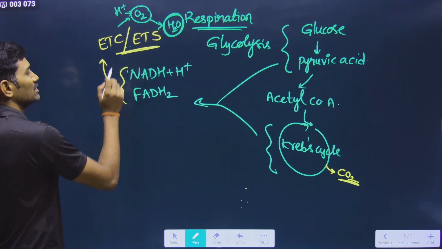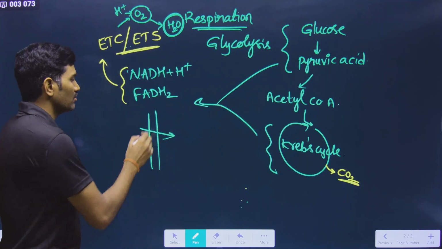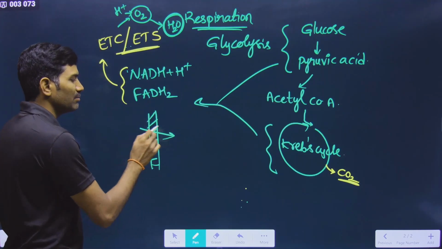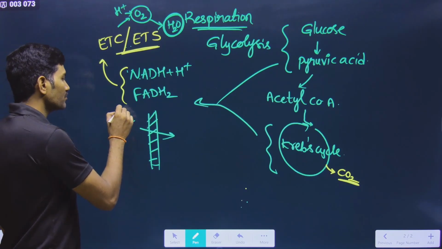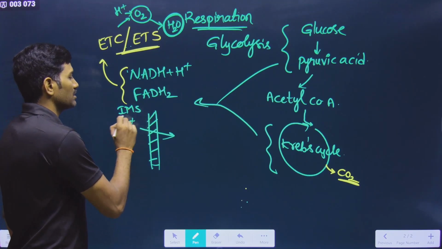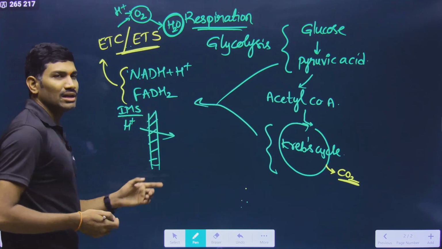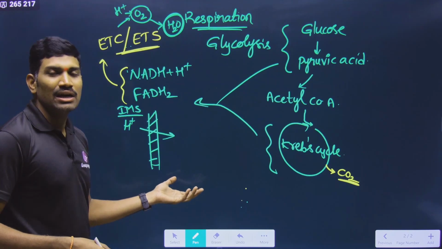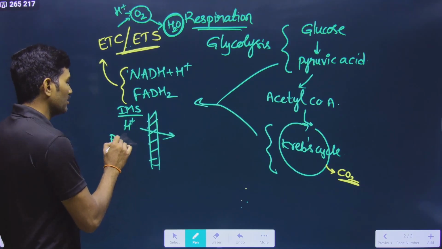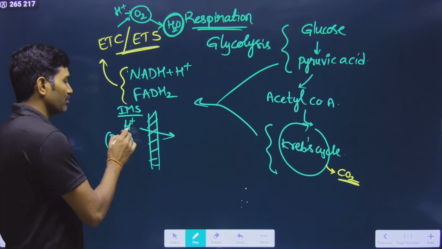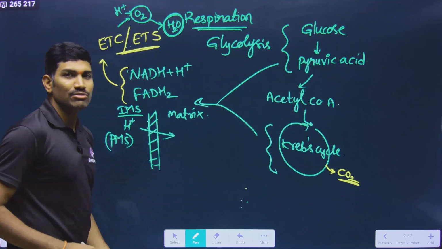During the electron transport chain, what happens? Across the inner membrane, H plus ions are passing. Yes or no? Suppose this is the inner membrane. Across the inner membrane, these H plus ions are passing. From where to where? From the intermitochondrial space between the two membranes of the mitochondria. So there is a space, called the intermembranal space or perimitochondrial space, anything you can say. From there, H plus ions are entering into the matrix.